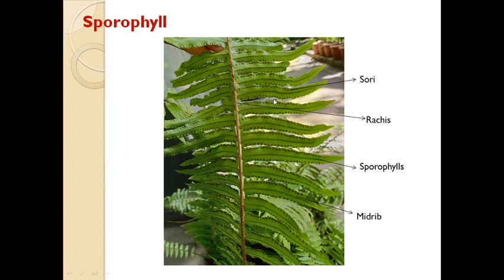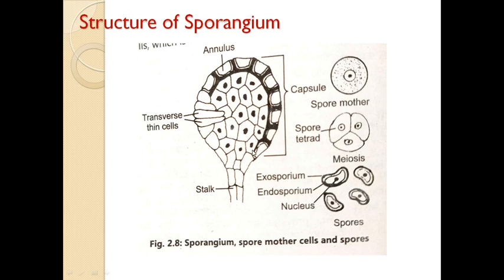It is present on both the opposite sides of the margin. It consists of rows of sori at the abaxial side. So students, this fertile leaf we call the sporophyll. Remember that. Next I am focusing here on the structure of sporangium.